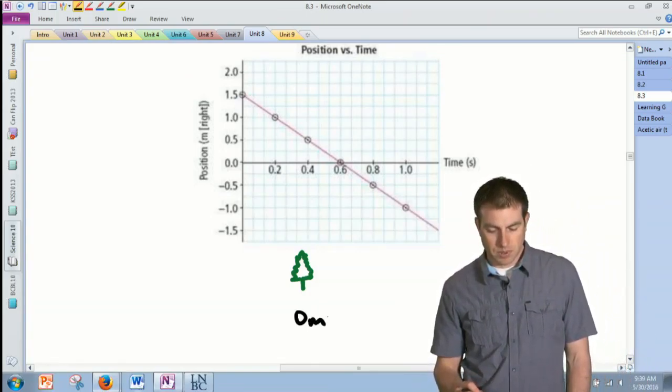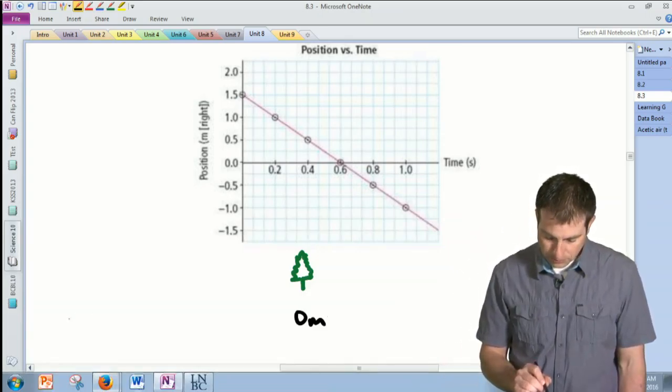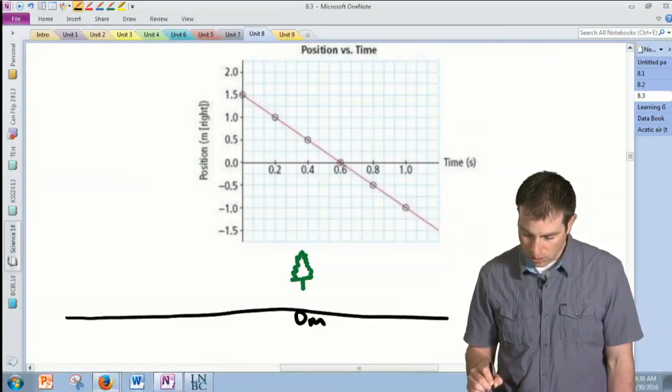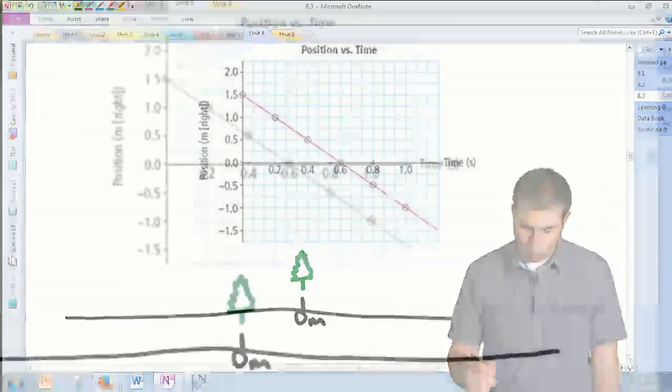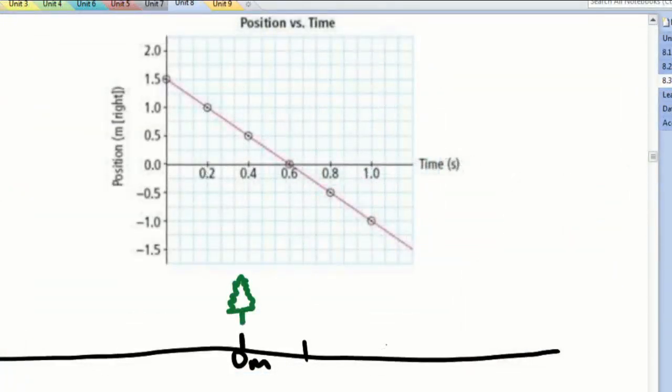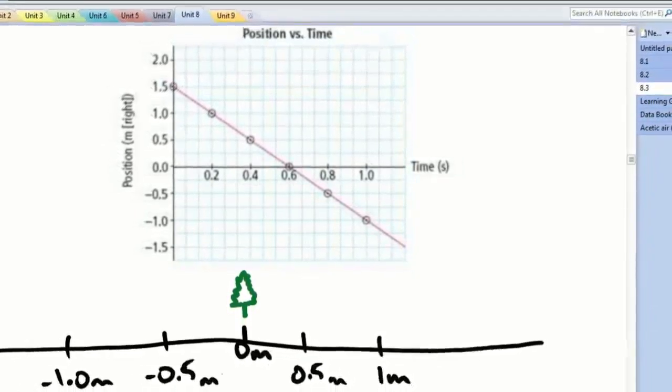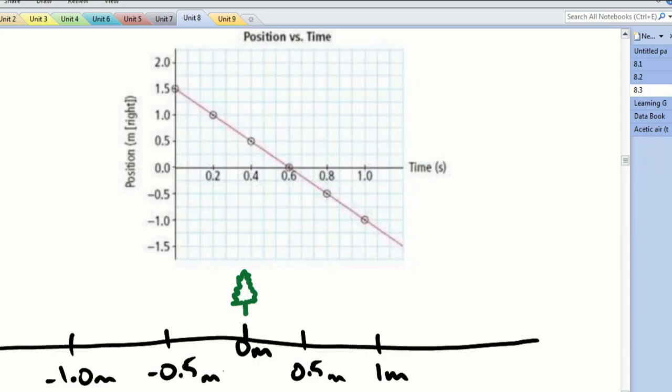Does that make sense? So I'm going to have a kind of like a ruler along the bottom here. And my tree is my origin, or 0 meters. I guess I can just do this. Should be fine. All right, so there we go. So I have 0 meters. This is 0.5 meters. This is 1 meter. This is negative 0.5 meters and negative 1 meter. And I have some object. Let's make it just a red ball.